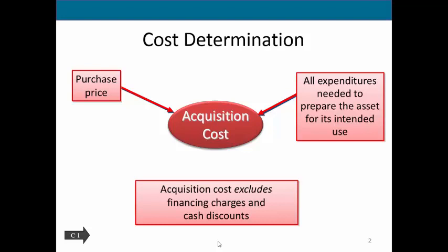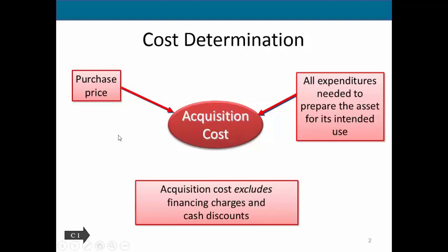When you first think about this, it may seem very simple. You purchase a building for $100,000, so wouldn't that be the cost of that asset? But the truth is when you're talking about complex, large, or expensive assets, there are other things that come into play that we will add to the cost of that asset. And the general rule here is all expenditures that are needed to prepare the asset for its intended use become part of the acquisition cost.